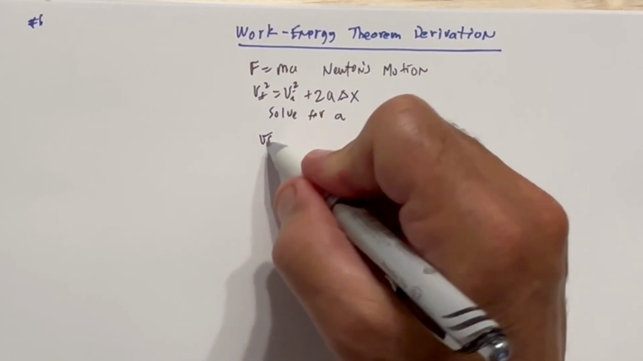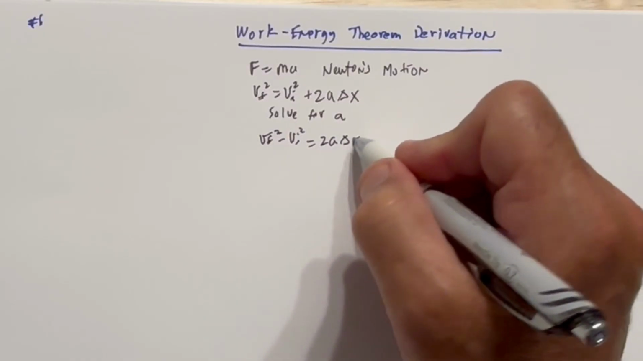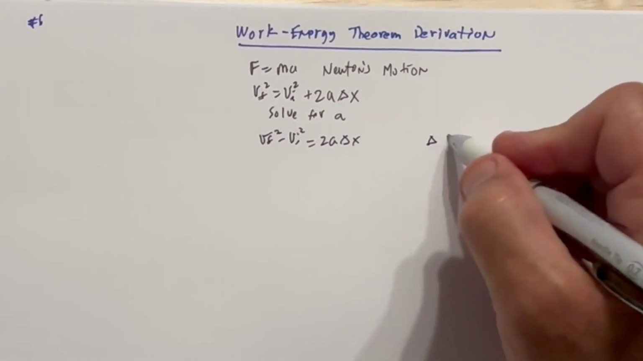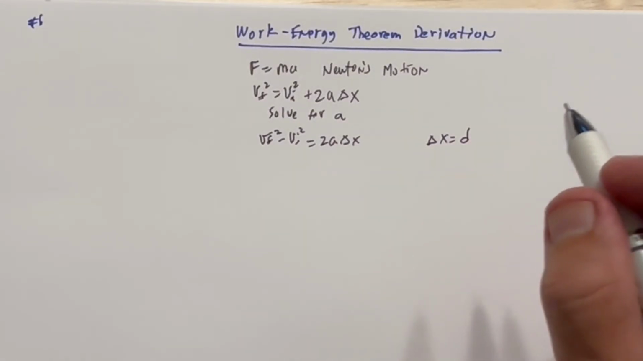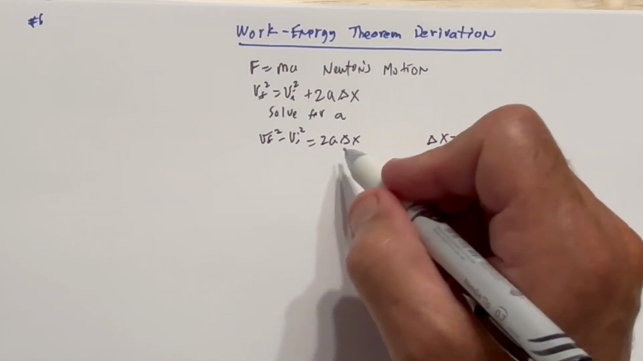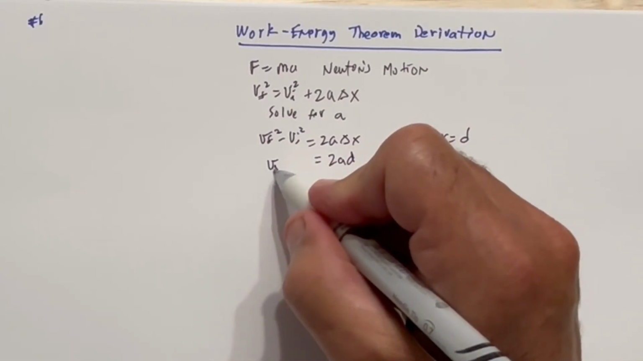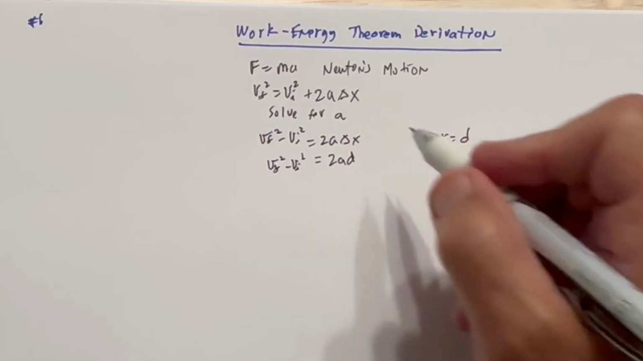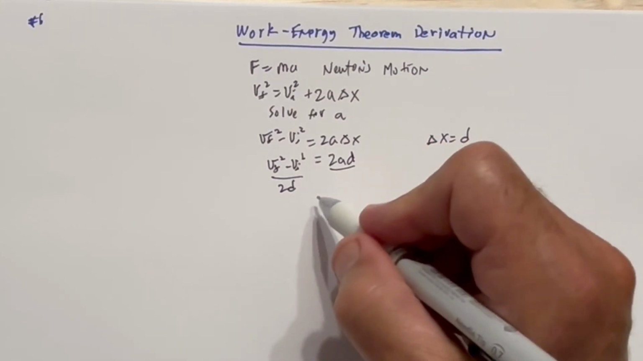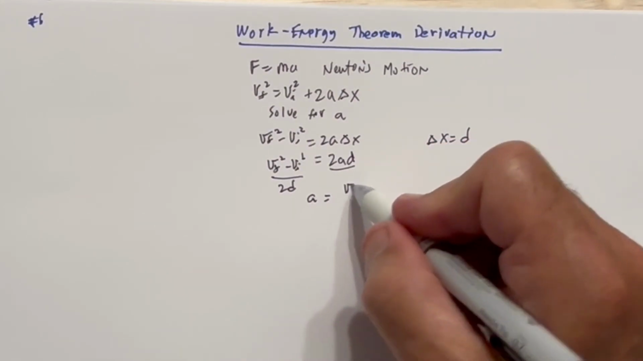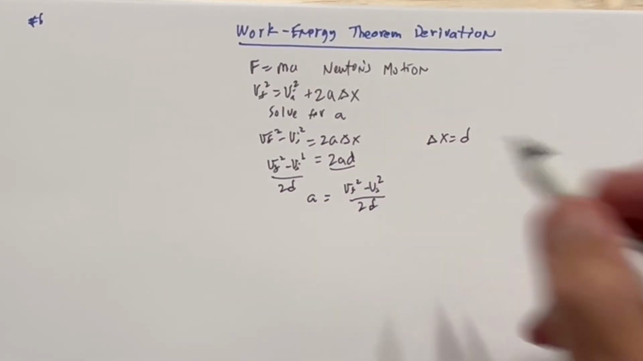So we take Vf squared minus Vi squared is equal to 2a delta x. Now we know delta x is just the displacement, so this becomes 2ad, Vf final squared minus V initial squared. Now let's divide both sides by 2d, and so that leaves us with the acceleration is equal to V final squared minus V initial squared divided by 2d. So there's our acceleration.